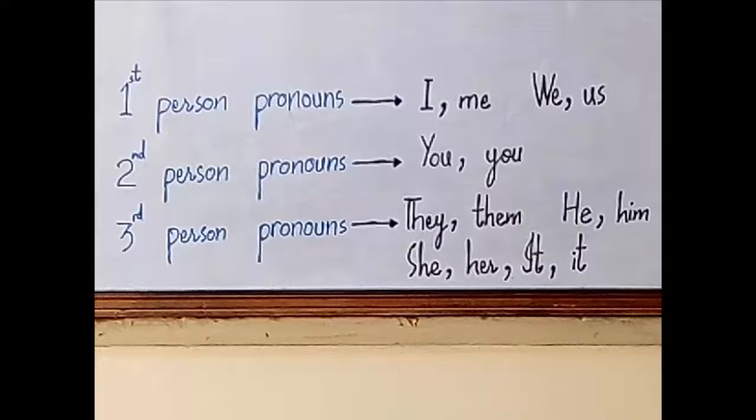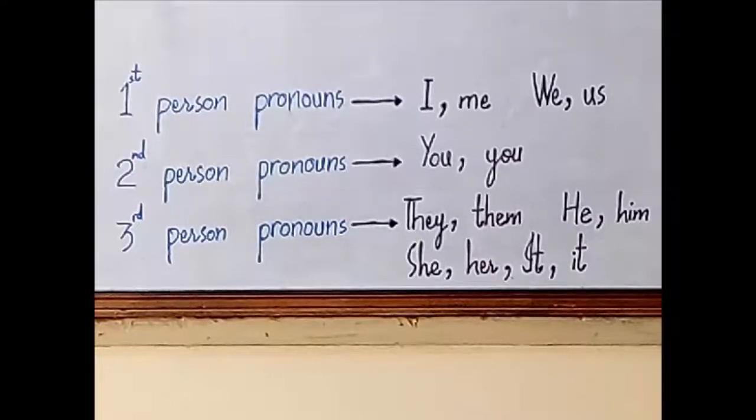In first person pronouns, we include I and we with their subject pronoun and object pronoun. I as subject, me as an object. We as subject, us as an object. And in second person pronouns, we include you. And in third person pronouns, we use they, he, she and it. So these are three different pronouns. I hope you can understand this easily now.